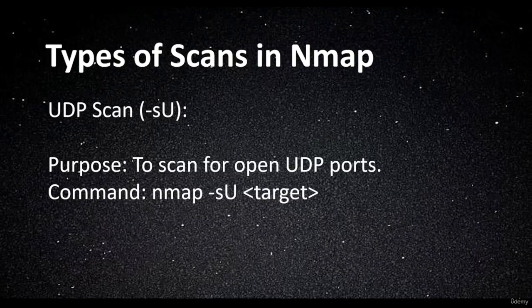Next we have the UDP scan, -sU. It is used for scanning open UDP ports. The command that you can use is nmap -sU, and you can mention the target. As you know, UDP does not have a handshake mechanism like TCP. So UDP scans can be slower and more challenging, but they're essential for discovering services like DNS and SNMP.